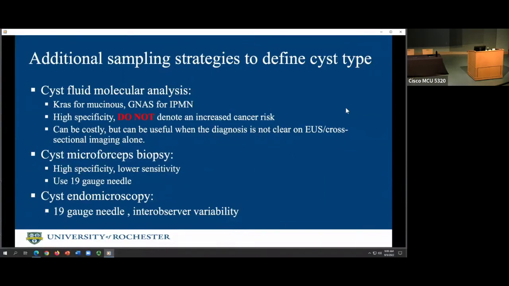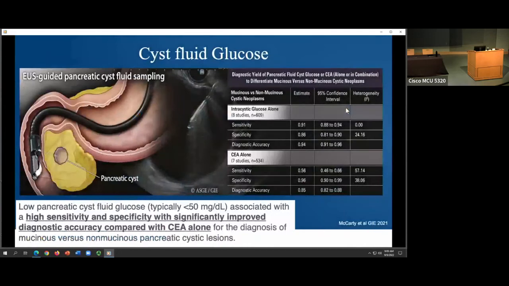And now cyst fluid glucose has gained a lot of popularity. Multiple studies have shown glucose levels to be lower in the mucinous cyst compared to non-mucinous cysts. A meta-analysis of 8 studies, including 609 pancreatic cystic neoplasms, found that when the cyst fluid glucose was compared with CEA levels, glucose had a higher sensitivity, 91% versus 56%, and diagnostic accuracy for detecting mucinous lesions. Again, this was 94% versus 85% with the CEA alone, with no difference in specificity between the two tests.